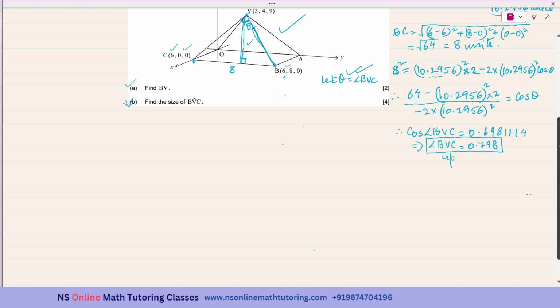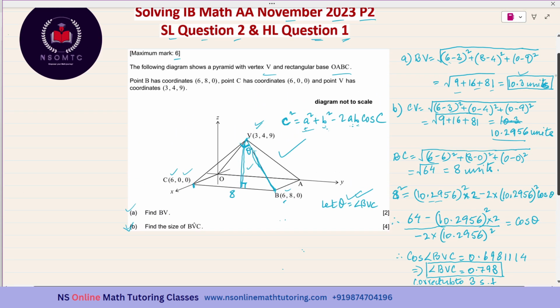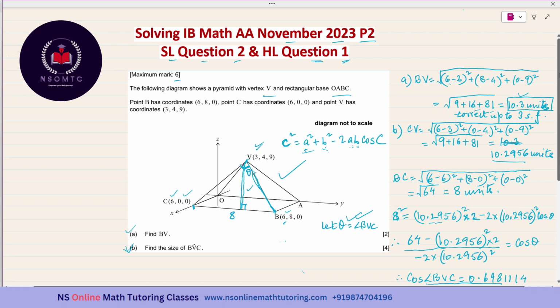This is up to 3 significant figures, correct. And the previous one was also correct, up to 3 significant figures. Okay. So this was all for this question.